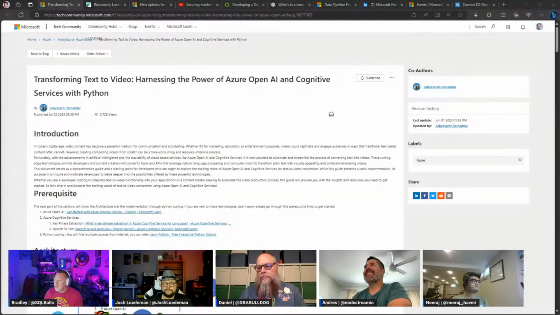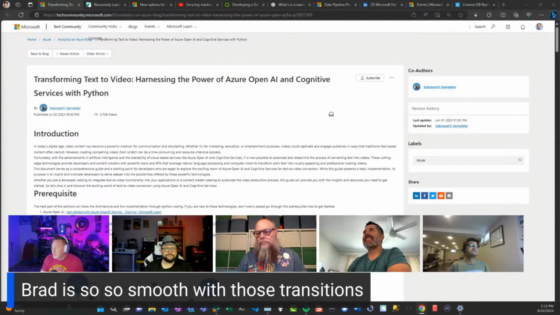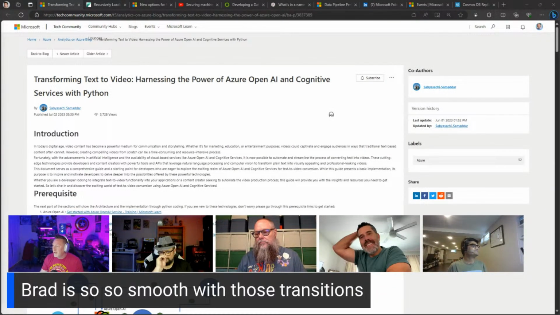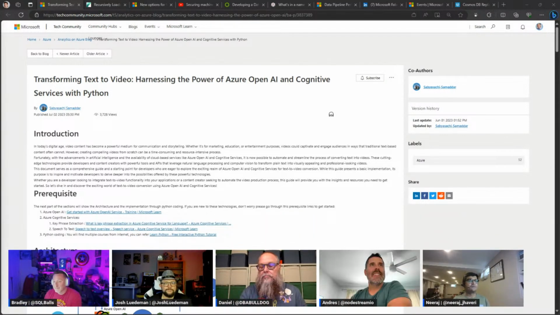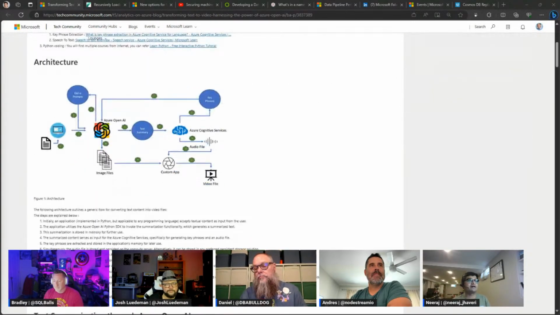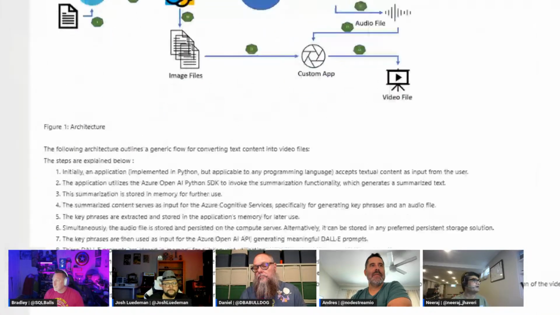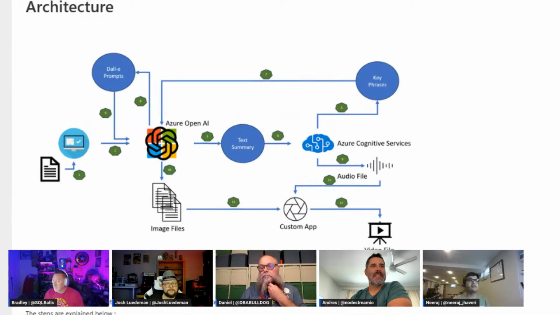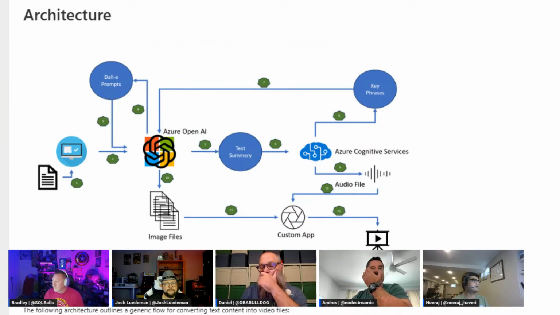And speaking of something that has a nice ring to it, we're back to Neeraj Jhaveri. And Neeraj, you've got transforming text to video, harnessing the power of Azure OpenAI and cognitive services with Python. Yep, same thing. I was talking to the AI team, and they were like, is there something that we can build where we can transform the text into video? And I came across this article.